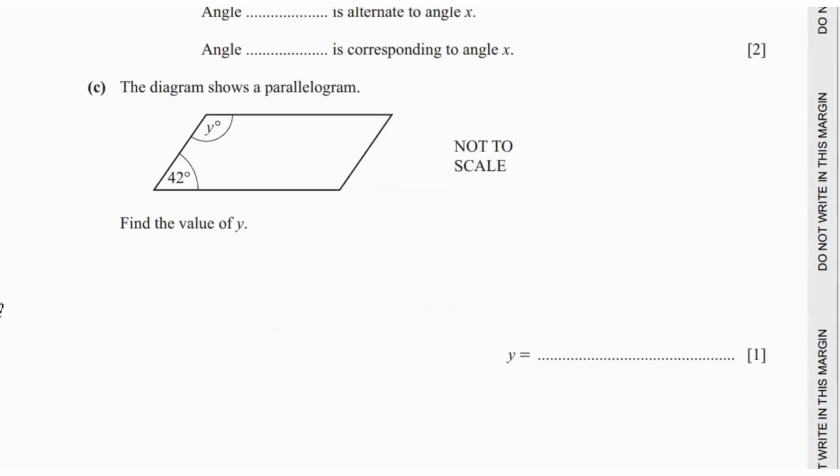And since the diagram shows parallel lines, find the value of Y. So in parallel lines, interior angles add up to 180. So Y is 180 minus 42, which is equal to 138. That is your answer.